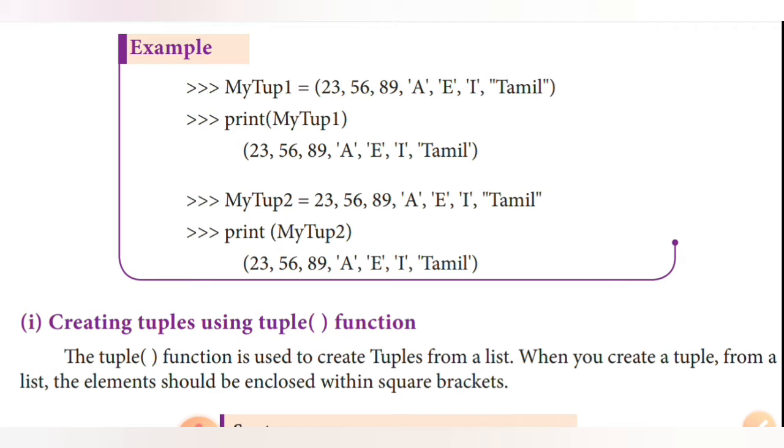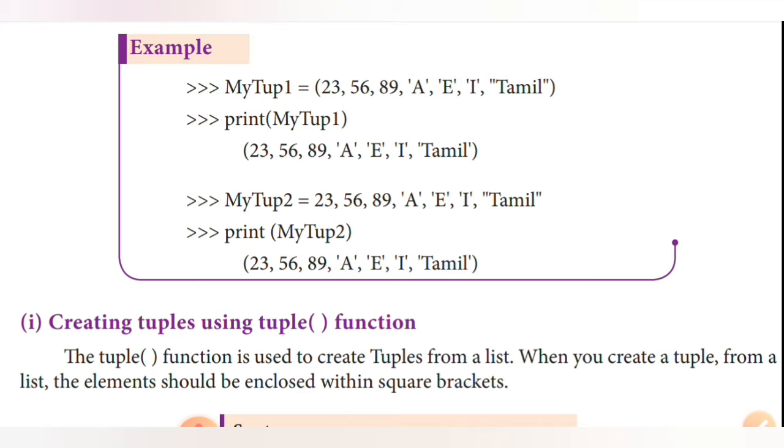So in the next example you can see we are creating the tuple without using the parenthesis. So my tuple 2 is equal to 23, 56, 89, A, E, I, Tamil. The same elements are given but we are not using the parenthesis. So we can also create a tuple with the parenthesis or without parenthesis.